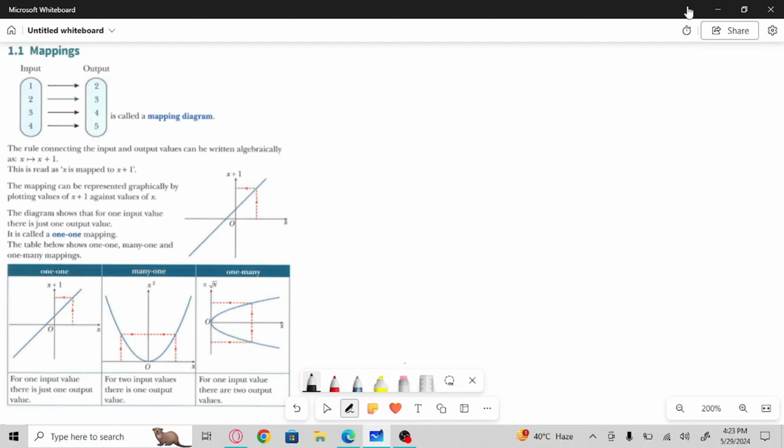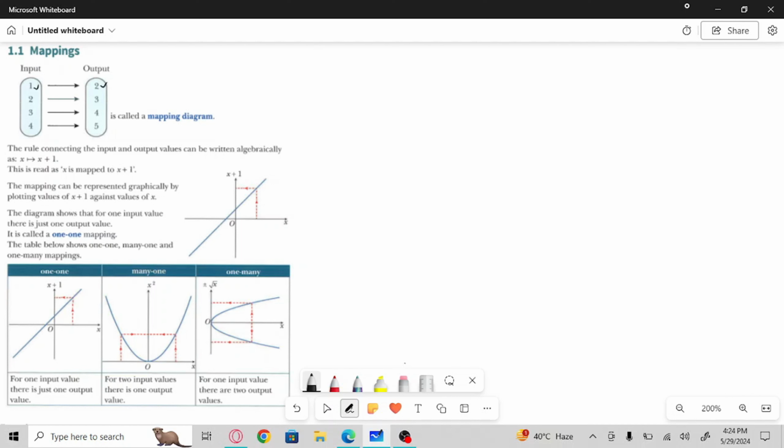So, the first topic we are going to cover is functions, and the main objective of this specific video is to solve exercise 1.1. And the main concept we are going to cover in this exercise is mapping. So, what is mapping? Mapping is actually a process of matching the element of one set with the element of another set.